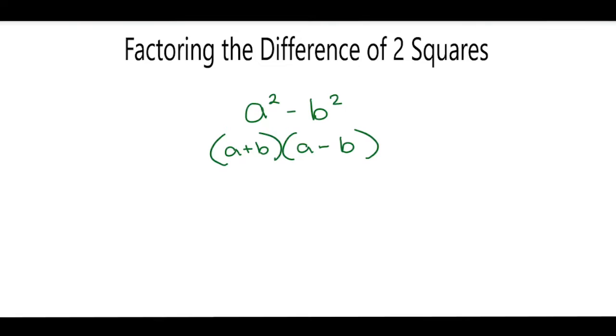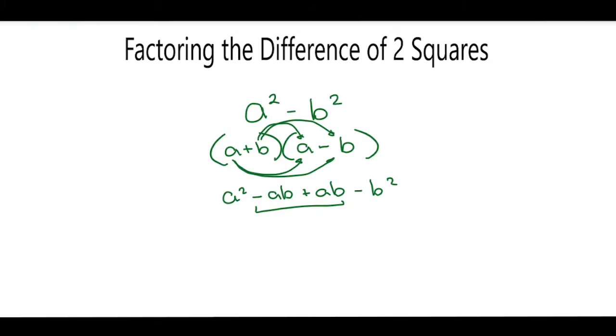The reason for that would be if I did FOIL on this, I would do first would give me a squared, outer would be minus ab, and then if I did inner, that would be plus ab, and then last would give me minus b squared. You'll notice here I have a minus ab and a plus ab, and those would cancel, and all I'm left with is a squared minus b squared.